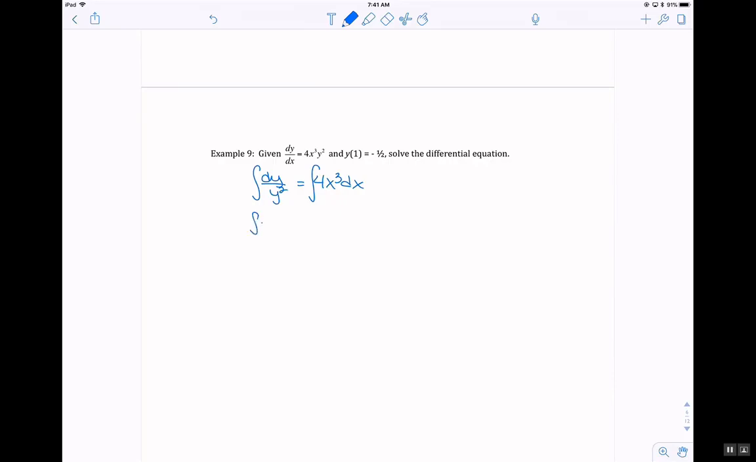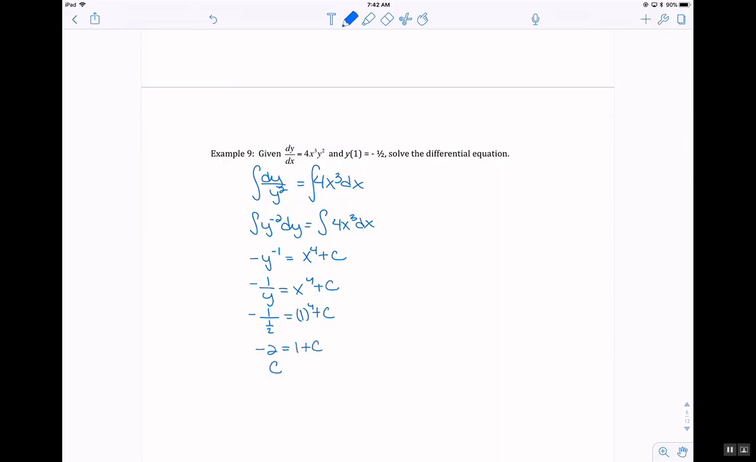This is not ln on the left-hand side. This is y to the negative second power dy is equal to the antiderivative of 4x cubed dx. So this is negative y to the negative first power, and then it's x to the fourth plus c. So this is negative 1 over y is equal to x to the fourth plus c. And I'm going to go ahead and use my initial conditions. So negative 1 over 1/2 is equal to 1 to the fourth plus c. So negative 2 is equal to 1 plus c.